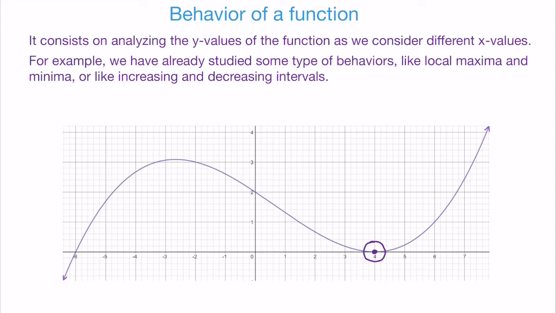This is analyzing the behavior of the function, what the y values are doing near 4, and we call this local behavior. We also analyze behavior of a function when we were talking about increasing and decreasing intervals. We can ask ourselves a question. What is the behavior of the function on the interval negative infinity to this point here? Let's call it a. So what is the function doing on the interval negative infinity to a? We see the trajectory of the function, and okay, the function is going up and we called it increasing. So this is what we refer to when we are talking about behavior.